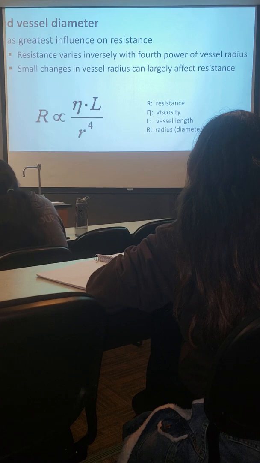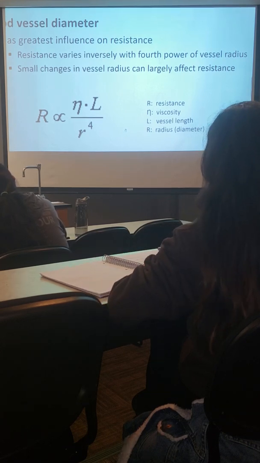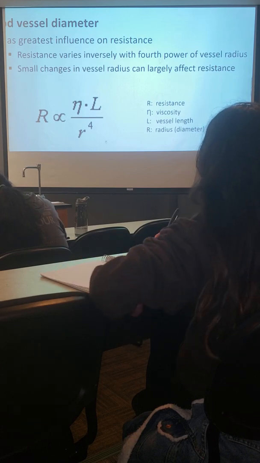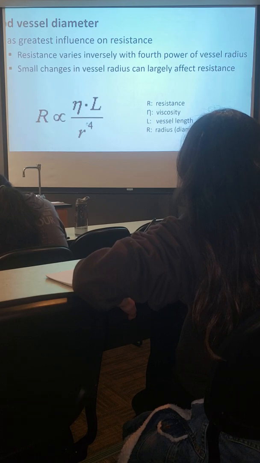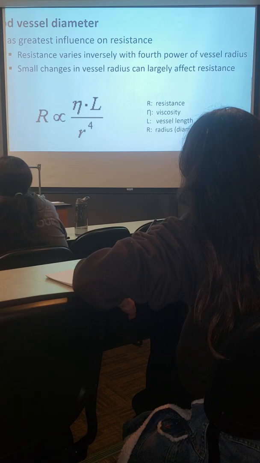So if we're trying to think about which of these affects your blood flow the most, which parameter is going to affect your resistance the most? The radius, because it's to the 4th power, right? So any tiny change in your radius is going to affect your resistance to the 4th power. That's a lot of change, okay?